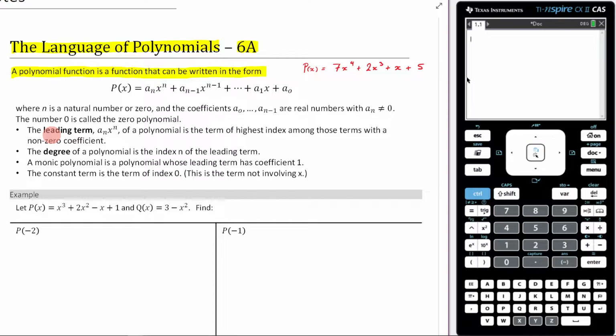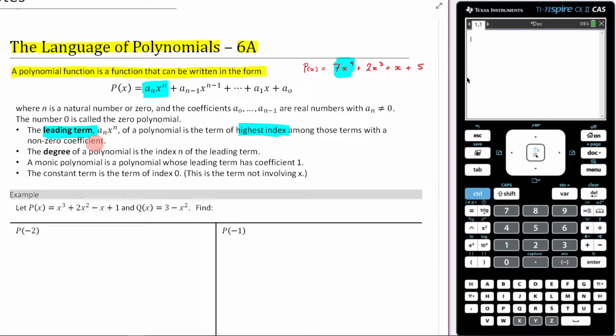Okay, now, the important part. The leading term is the term with the biggest index number, so the biggest power. So in this example here, this would be our leading term because it has the biggest index of 4, and that's bigger than 3 or 1, so that is why we call it the leading term. So the leading term of a polynomial is the term with the highest index among those terms with a non-zero coefficient.